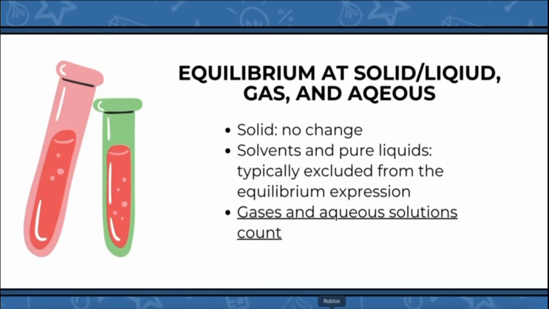Equilibrium can be different through various phases. For example, solids are not included in the equilibrium expression because their concentration does not change, remaining constant. The same goes for pure liquids. However, gases and aqueous solutions are included in the equilibrium expression because their concentration and partial pressure change and they can be measured.